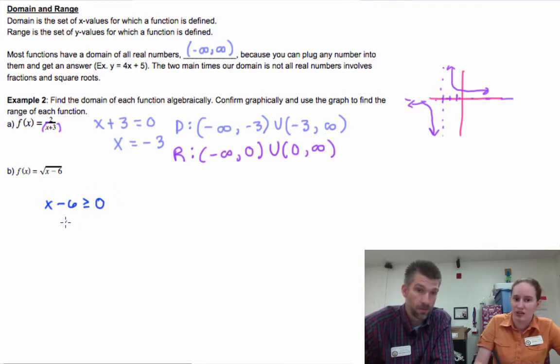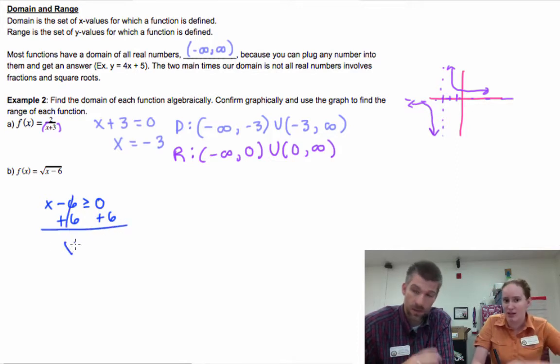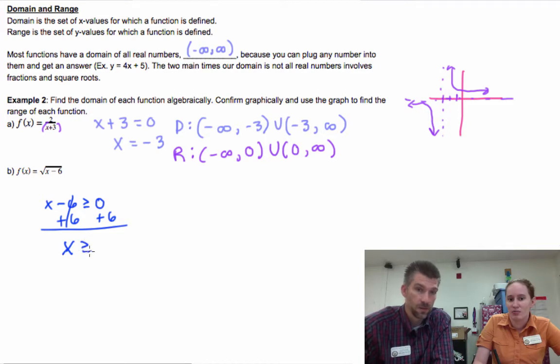So set up this inequality, and if something really tricky is underneath that square root, you may have to be super vigilant. But if it's simple, hey, x has to be greater than or equal to 6. That's all there is to it.